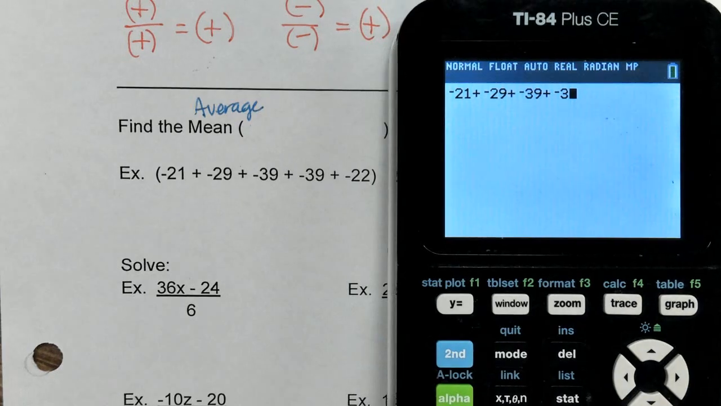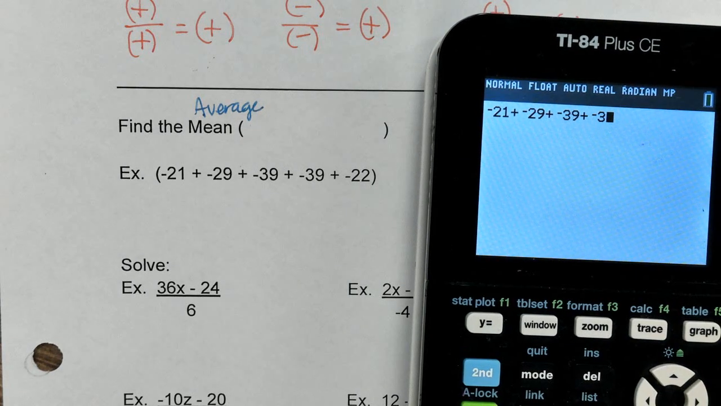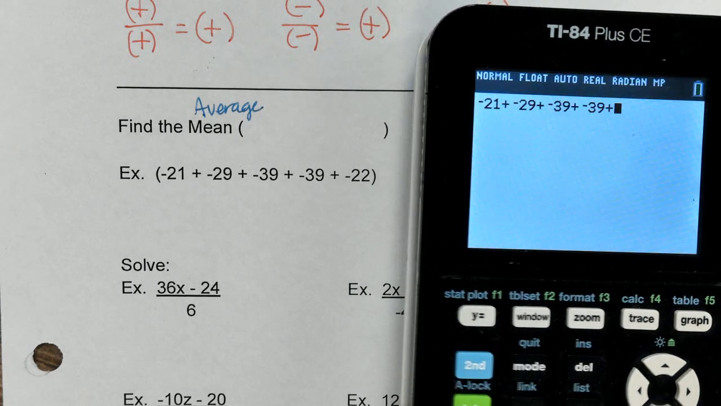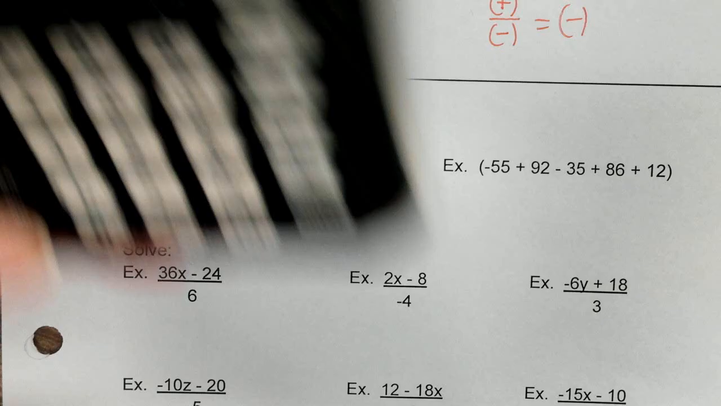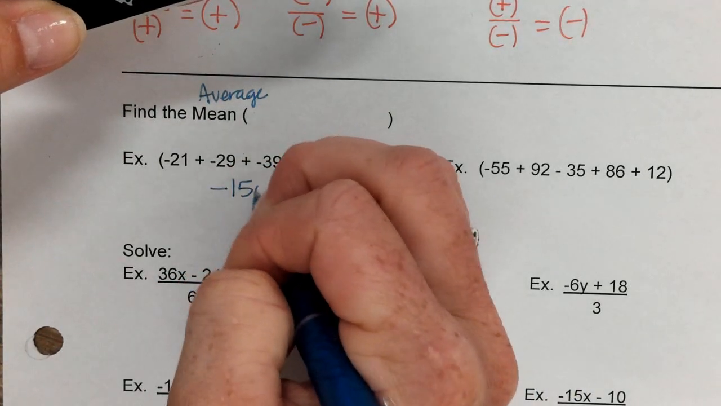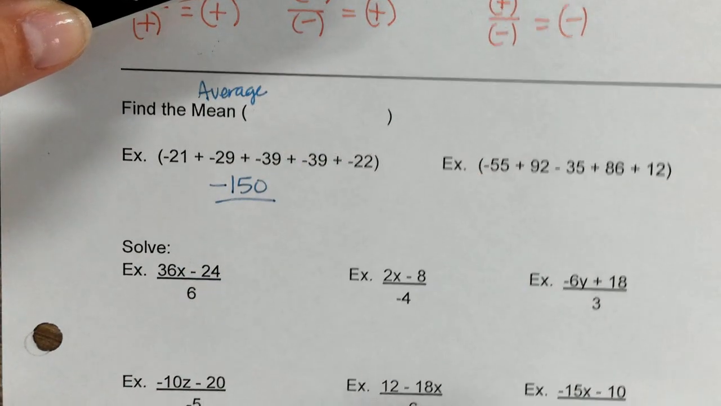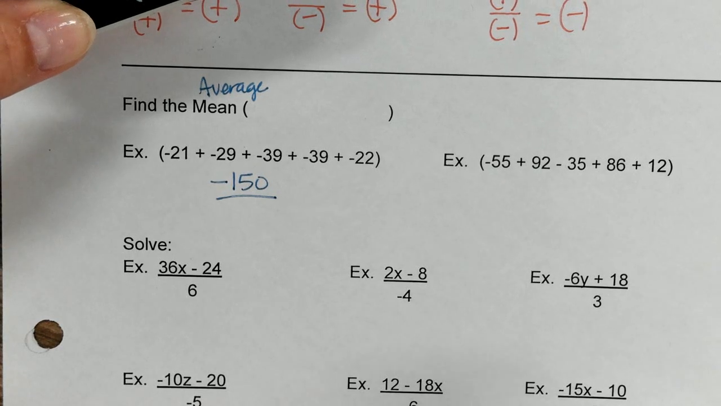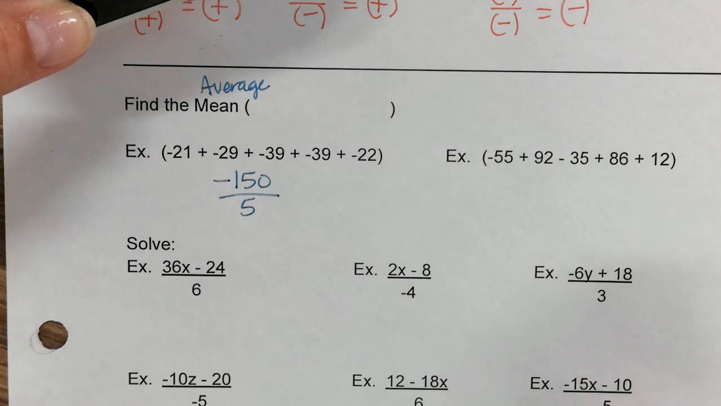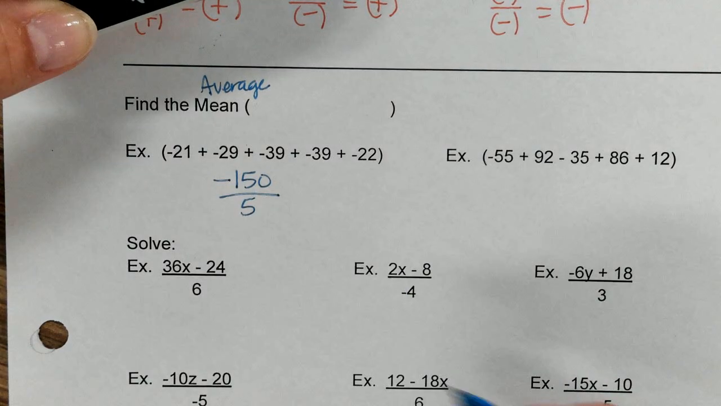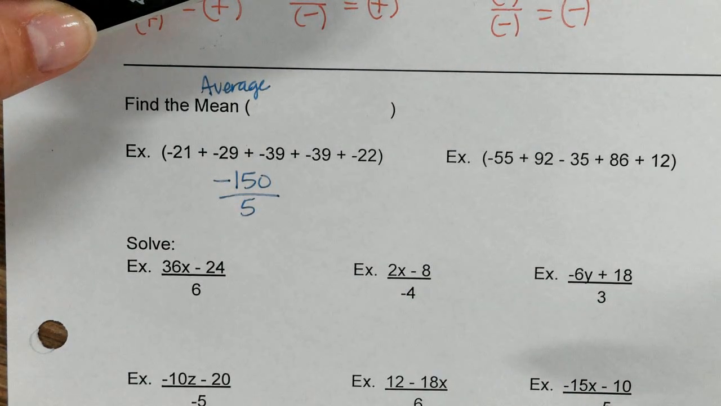Make sense? All right. So negative 39 plus negative 39 plus negative 22. Why does it work? So I get negative 150. And then we're going to divide by how many are there? There are 1, 2, 3, 4, 5. So I'm dividing by 5. What is a negative divided by a positive?